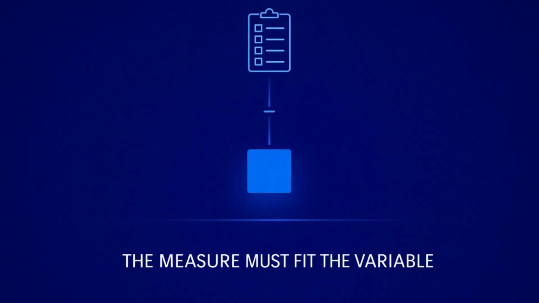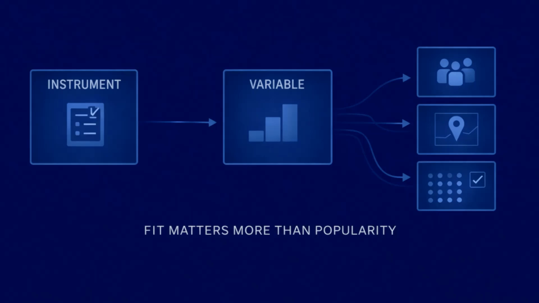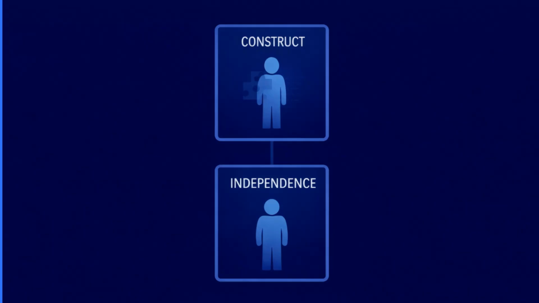Once the variable is operationalized, you can then choose a measure. The measure must be capable of producing the variable as defined. The question is not simply whether this is a good or popular instrument. The question is whether this instrument can generate the kind of data this variable requires in this context with this population. Here is a clear, aligned example.